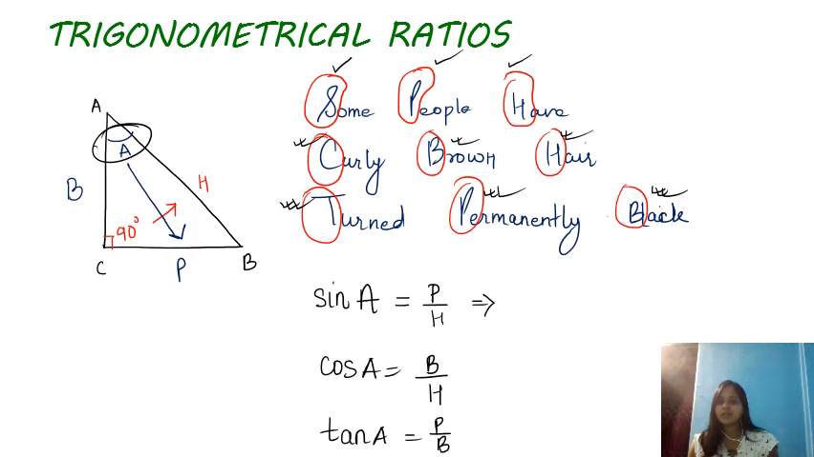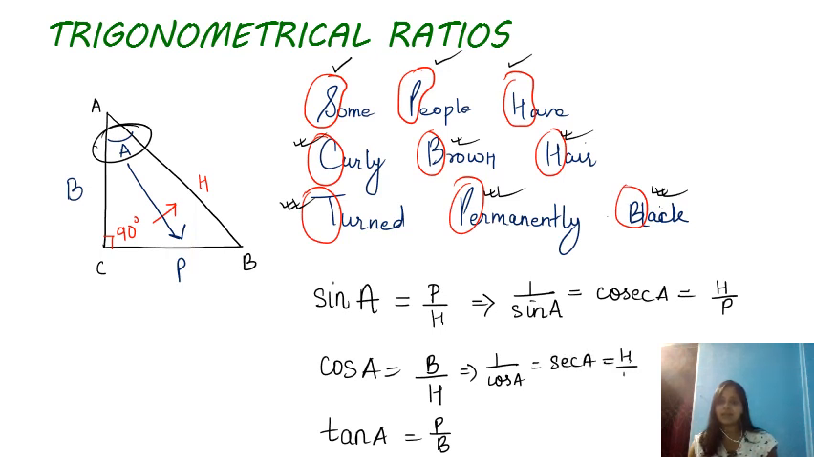Now let's talk about the reciprocals. The reciprocal of sine, 1 by sine A, we name it cosec A. So that means cosec A will be hypotenuse by perpendicular. Then the reciprocal of cos A is 1 by cos A, which is sec A. That means this is hypotenuse by base. And lastly, the reciprocal of tan A is called cot A. That will be equal to base by perpendicular.